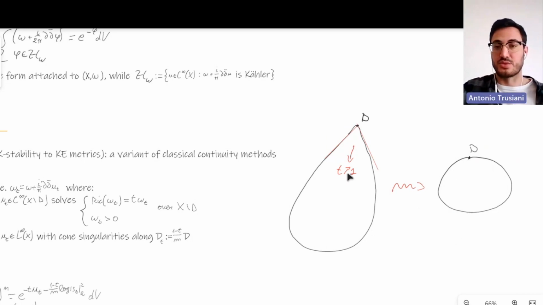Of course, to perform this continuity method, you need to assume K-stability. So K-stability is essential to perform this continuity method.